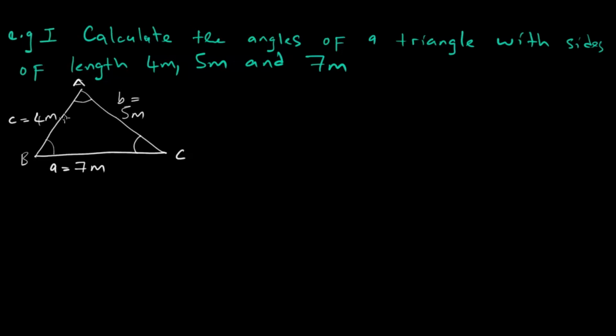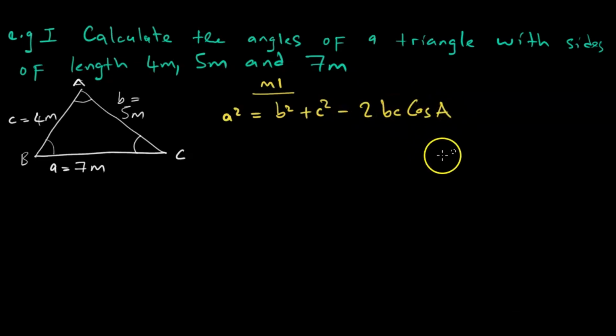Then of course, to find B and C you will use the easy way around it, which is using the formula that starts with cos B and the formula that starts with cos C. So my method number 1 here is going to use this formula: A squared is equal to B squared plus C squared minus 2BC cos of A, like this.